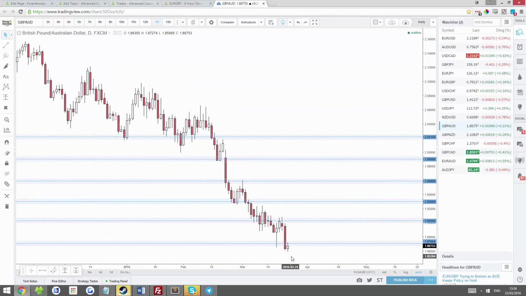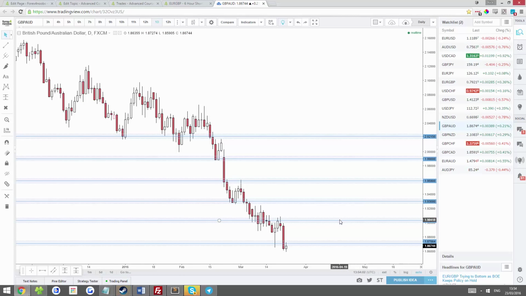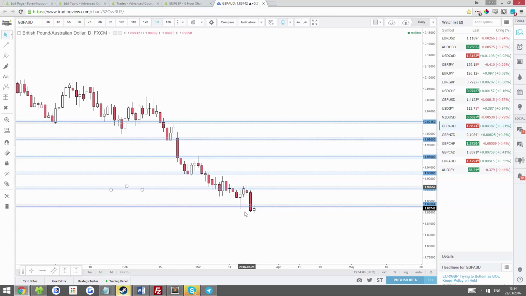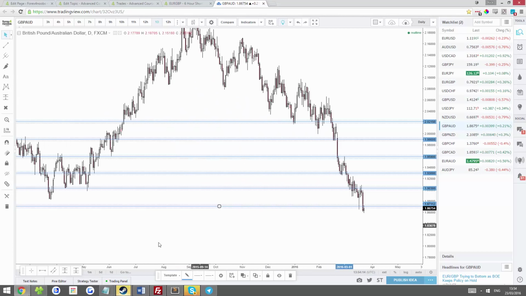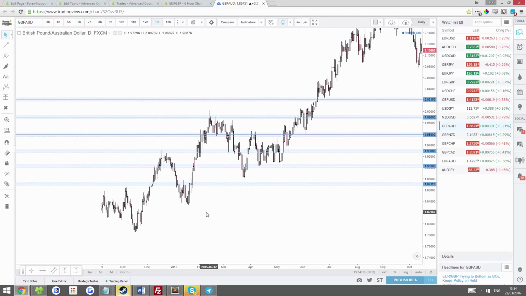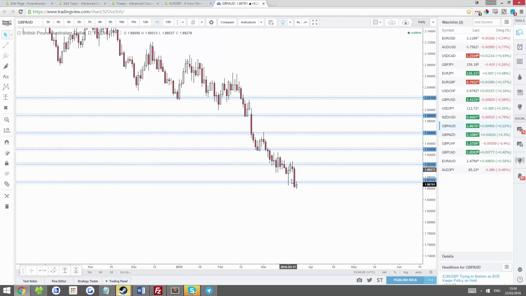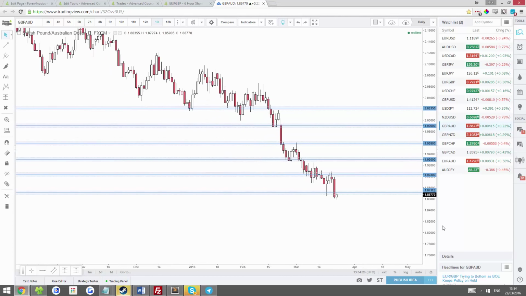GBP AUD looks like it might form into a reversal here. I mean, price is stalling on this area of support, but I'm not too confident about this area of support here. It's placed based on some pretty weak data, so I'm not too sure about it. It is something that I might trade, but we'll just see how it works out on the daily.